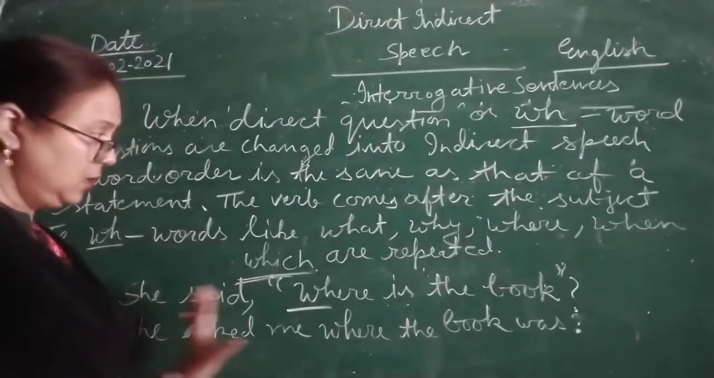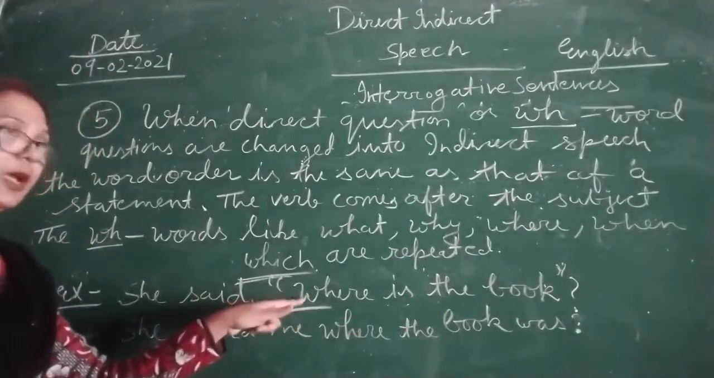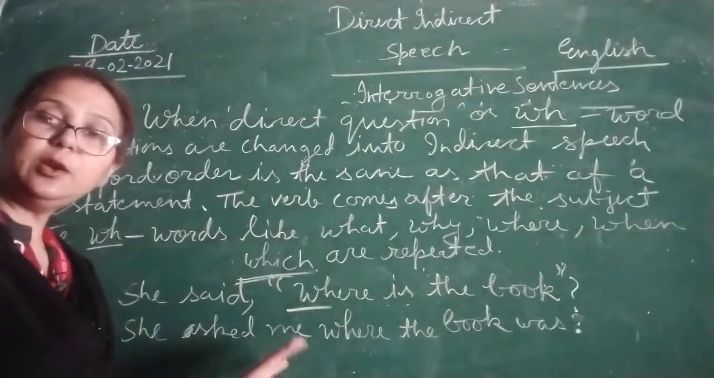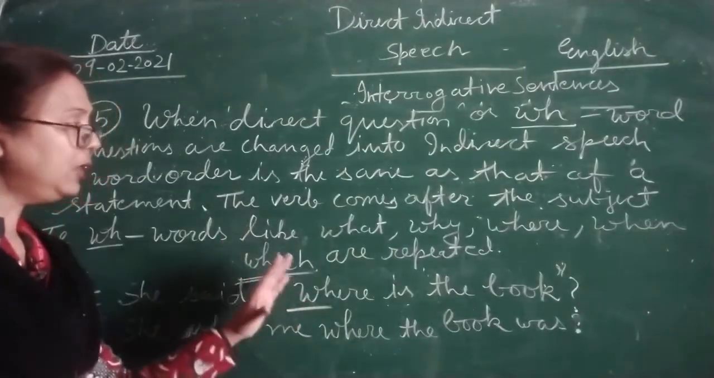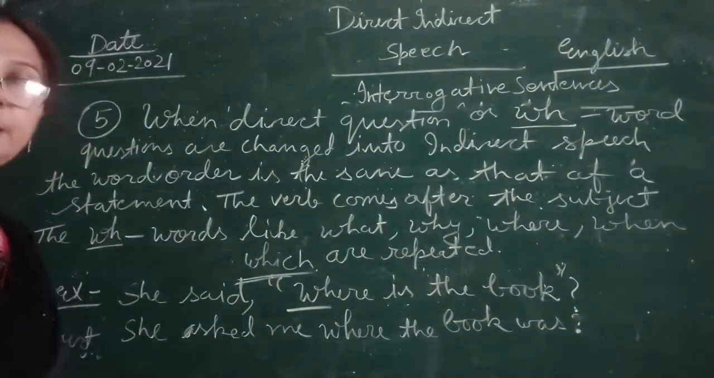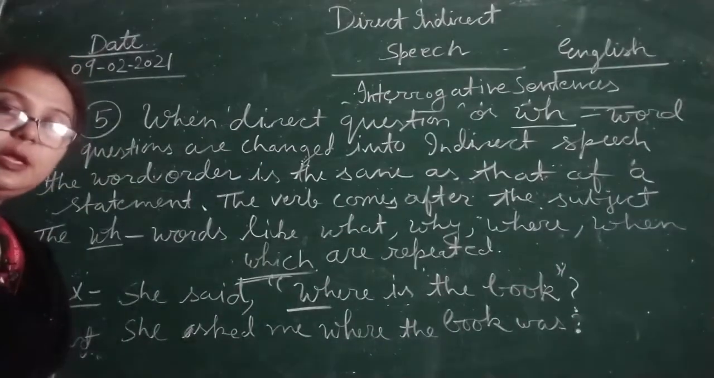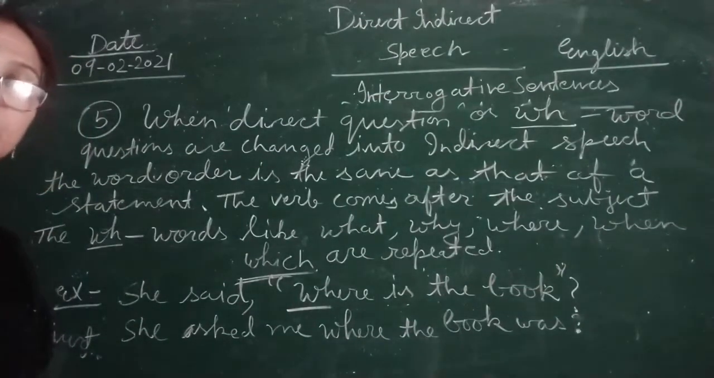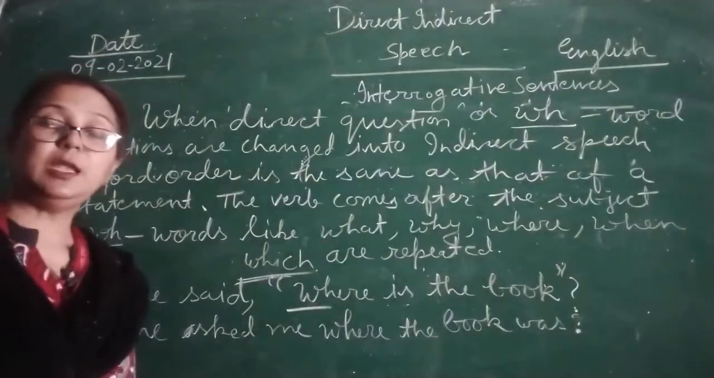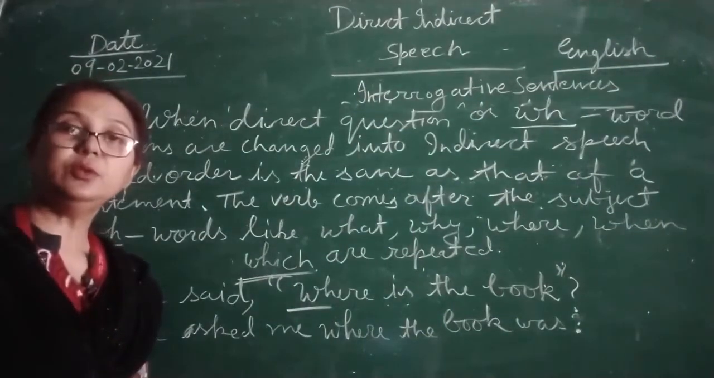So the sentence will remain the same, and we are going to repeat where, which, what again in the indirect speech. We are not going to change it. Only and only we will repeat it in the indirect speech. Okay, so this is the 5th rule, making interrogative sentences in direct to indirect speech. So children, this is a very important rule we have to learn, otherwise when these types of questions come in the exam, we won't be able to solve them.